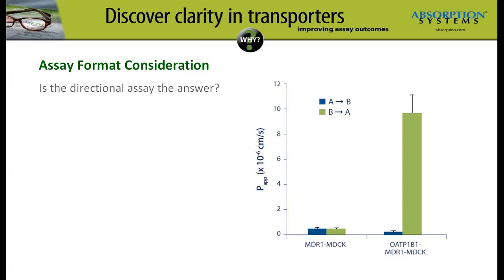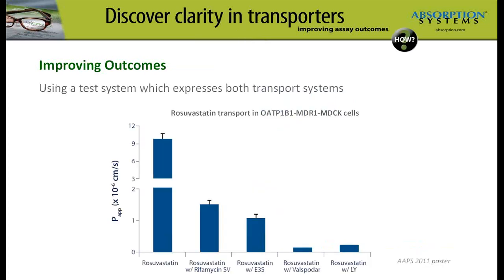If we were to assess rosuvastatin in the MDR1-MDCK cell line, we would conclude this was not a PGP substrate. But in a double transfected cell line which expresses both uptake and efflux transport systems, the involvement of both OATP1B1 and PGP becomes evident. Bidirectional permeability and cell accumulation data in this double transfected cell line, and other results from a comparison to show that there can be disagreement and different outcomes depending on the test systems and assay formats that are used, was part of a poster that we presented at AAPS and is the data that we're showing on this slide.